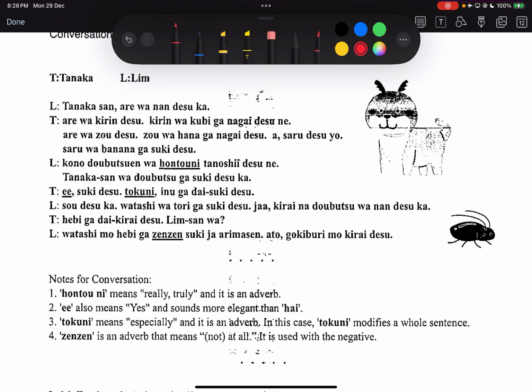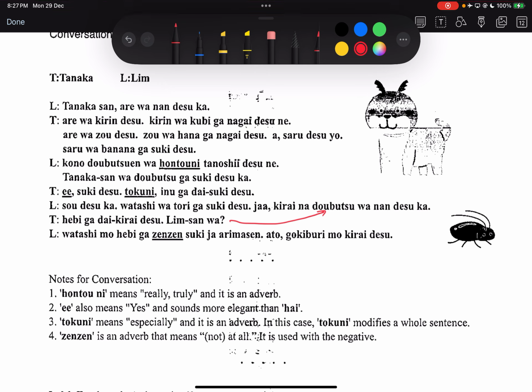Then リンさんは? In this case, they're asking back the same question, 嫌いな動物は何ですか? They're asking back the animals that the person hate. They just never finish the sentence. They just say リンさんは? They just state the subject, which in this case is リンさん. So, for you, for リンさん. Next, L says 私も, 蛇が全然好きじゃありません.